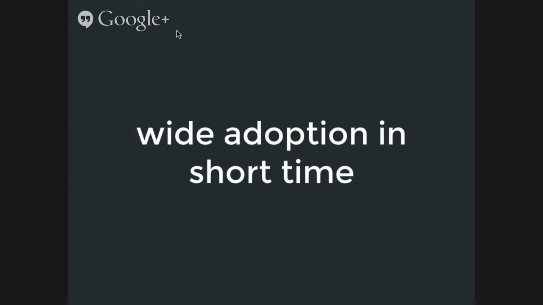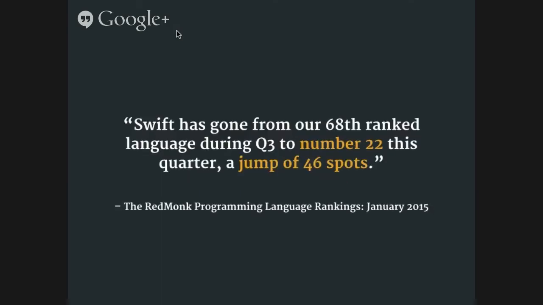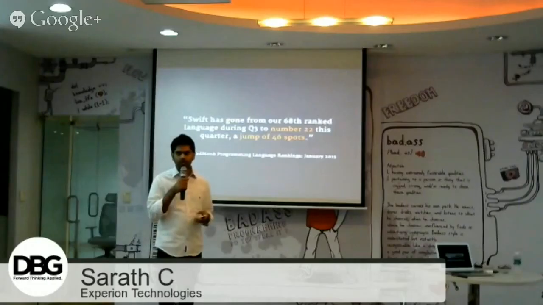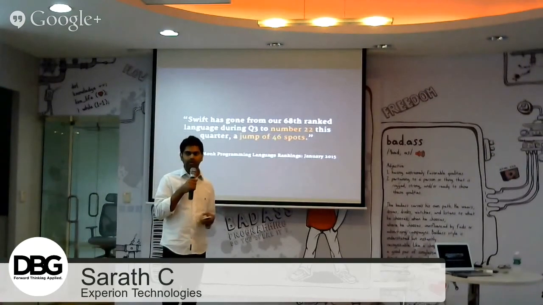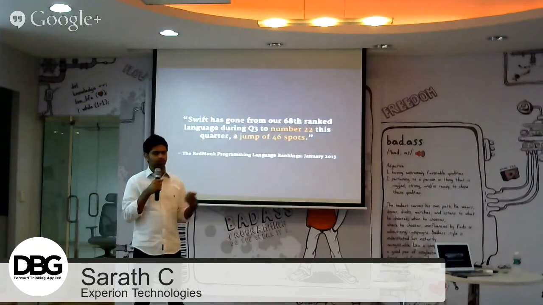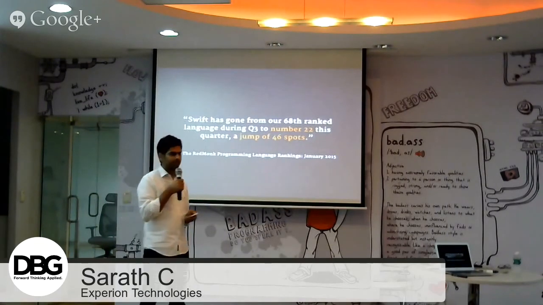It's actually widely adopted. It was introduced last September, and in just 3 months, in the last quarter, there is a programming language index of the most popular programming languages. Swift has jumped 46 spots, and now it is number 22 in the index, based on the popularity of the programming language. Definitely, this is going to be even better in the coming months. It's a very big credit, because when we talk about rankings, it's very tough to jump these spots easily.